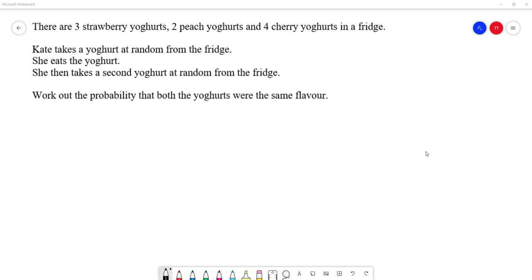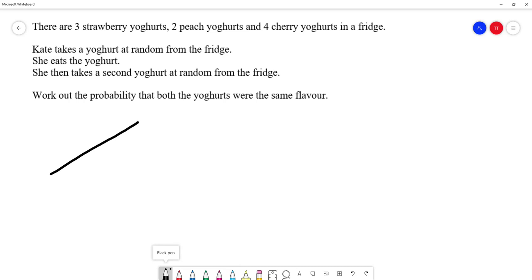There are 3 strawberry yogurts, 2 peach yogurts, and 4 cherry yogurts in a fridge. Kate takes a yogurt at random from the fridge. She eats the yogurt. She then takes a second yogurt at random from the fridge. Work out the probability that both yogurts were the same flavor. So what we're going to do is draw a tree diagram for this.